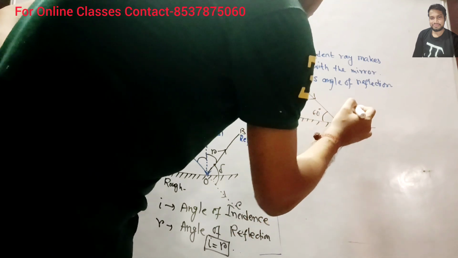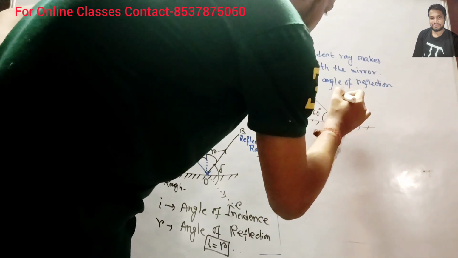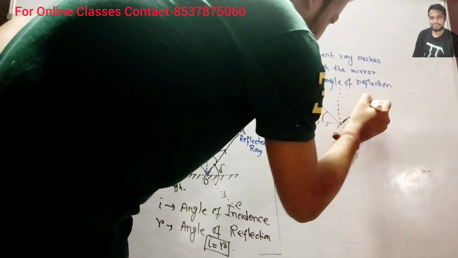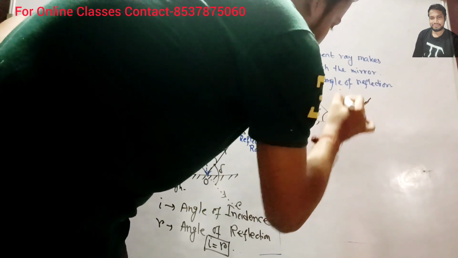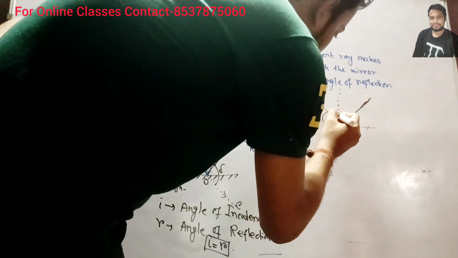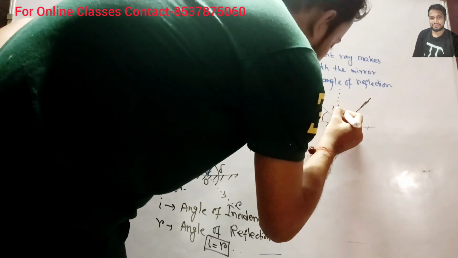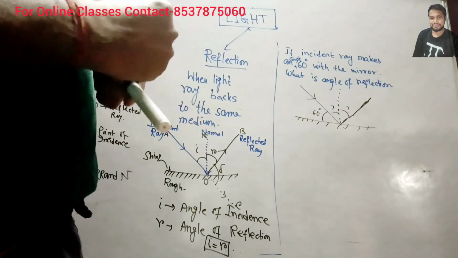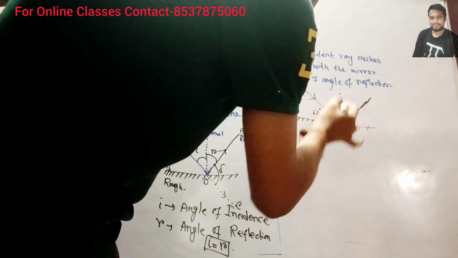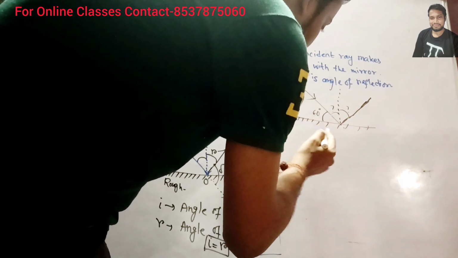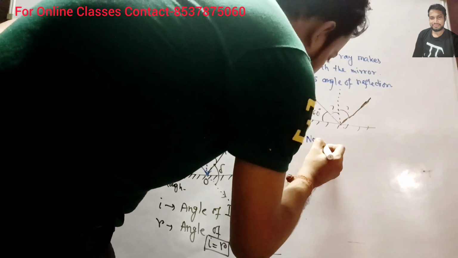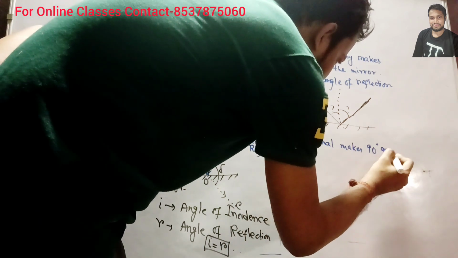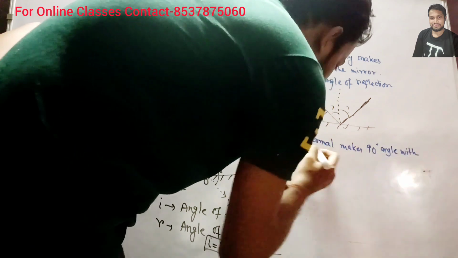So what is the angle of reflection? We have to find R. This is the reflected ray and this is the normal. We have to find the angle of incidence first, then the angle of reflection. We know the normal always makes a 90 degree angle with the mirror.